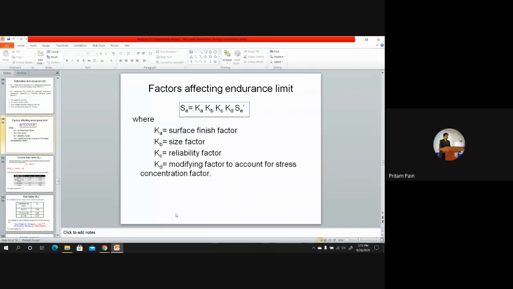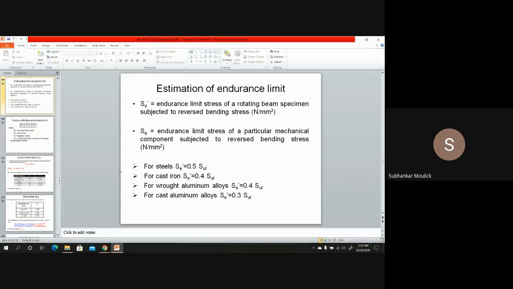Okay. So now we need to first evaluate the values of Ka, Kb, Kc, Kd, and then we will multiply them with Se dash to get the value of Se. And what is Se dash? This also we have seen in the last class: if it is steel, Se dash will be 0.5 times SUT. If the material of the component is cast iron, Se dash will be 0.4 times SUT. You do not need to remember all these values. This will be given in the data book.